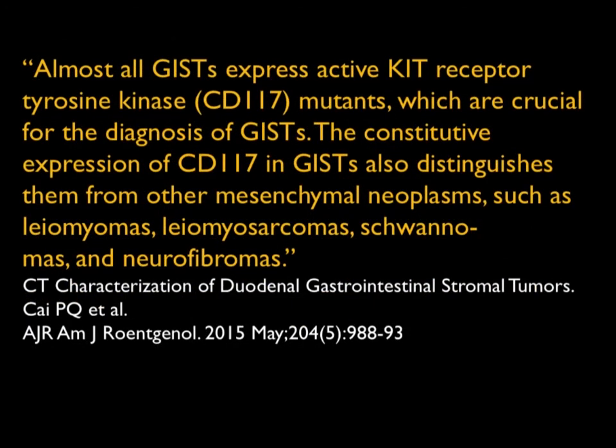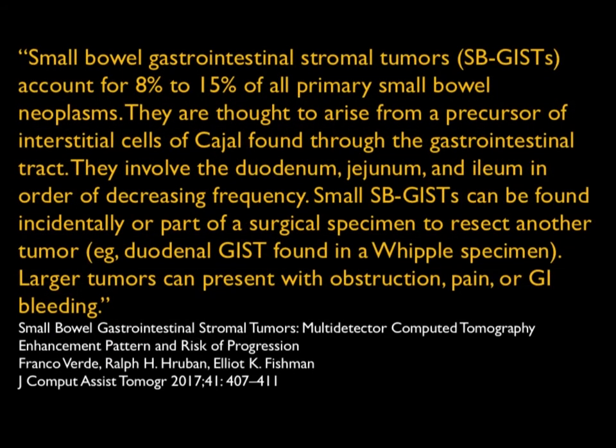These GIST tumors all express active KIT receptor, CD117 mutants, which are crucial for the diagnosis of GIST. The expression of CD117 in GIST helps distinguish them from other tumors. Now, when we talk about these small bowel GIST tumors, up to 15% of all small bowel neoplasms, duodenum greater than jejunum greater than ileum is the distribution, so it's more like adenocarcinoma. So again, a range of appearances, but we are seeing them more frequently.